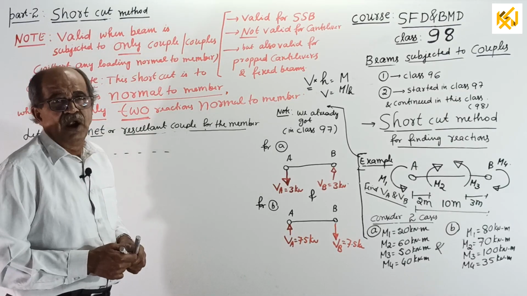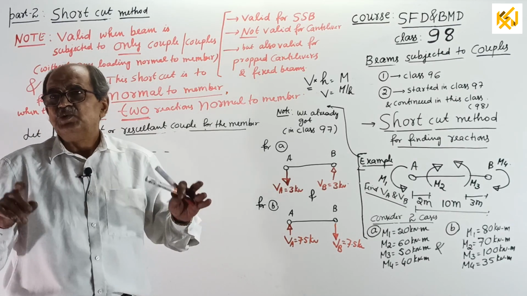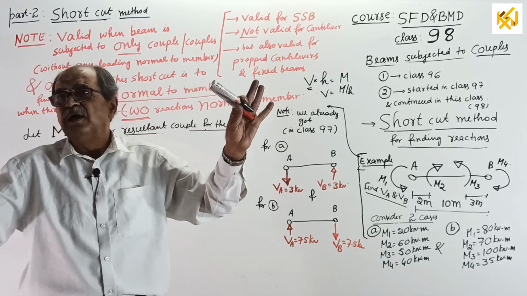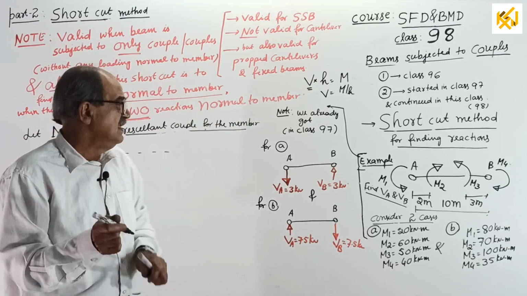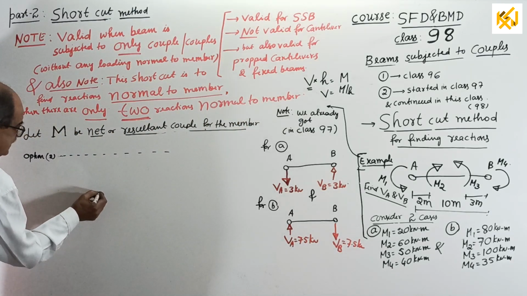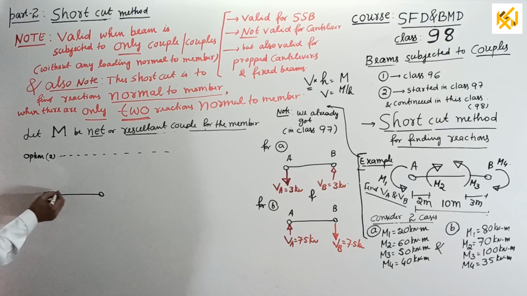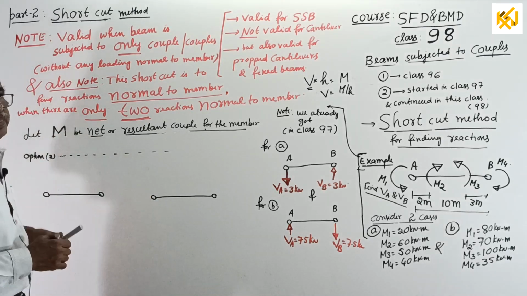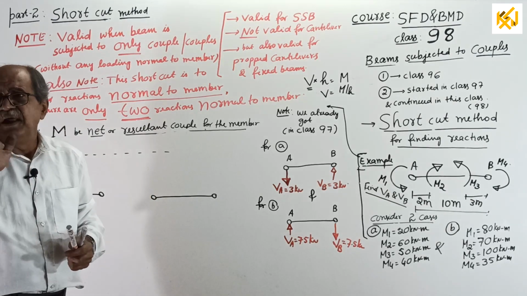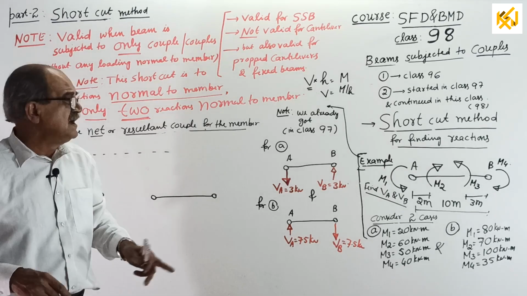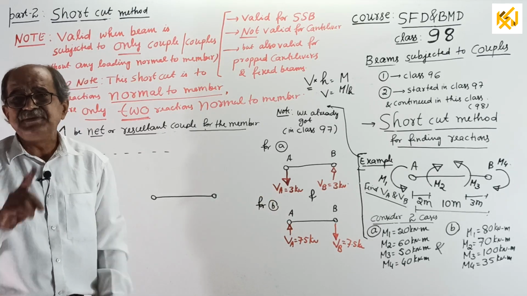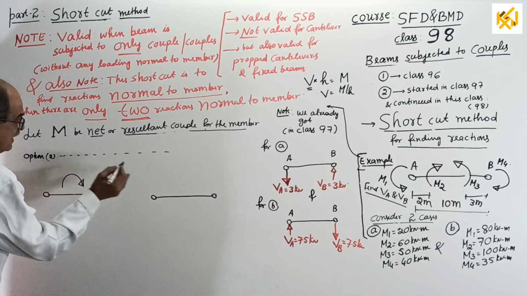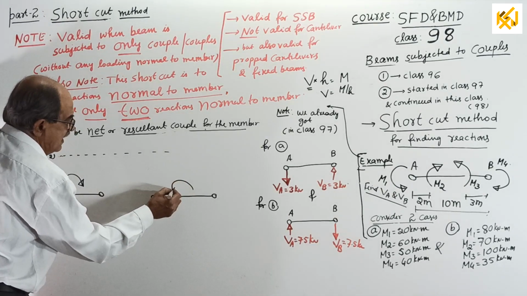In option 2, when there are two vertical reactions, or two reactions normal to the member, and no other loading, only couples, then you sketch the member here. I'll put both the sketches. Now, let M be the resultant couple. If there are multiple couples, I will tell you how to do it: replace by a single couple. So let M be the couple. Write it somewhere here, like this. I will tell you why.